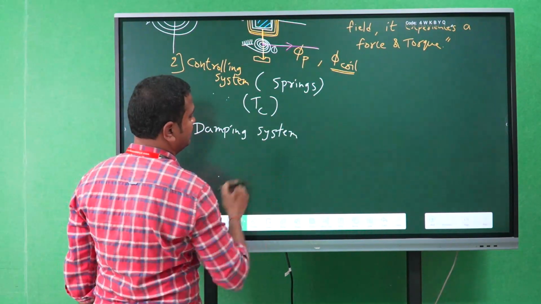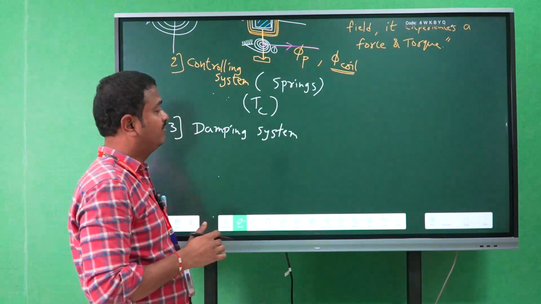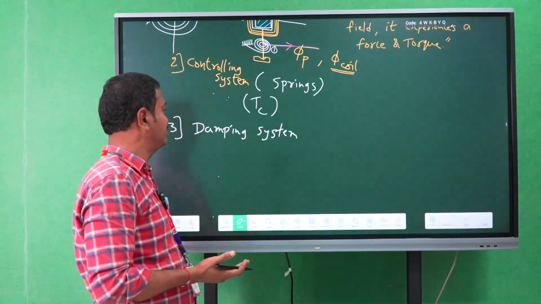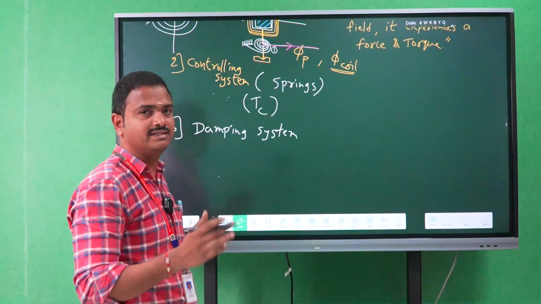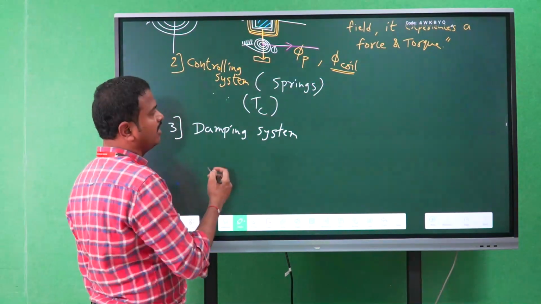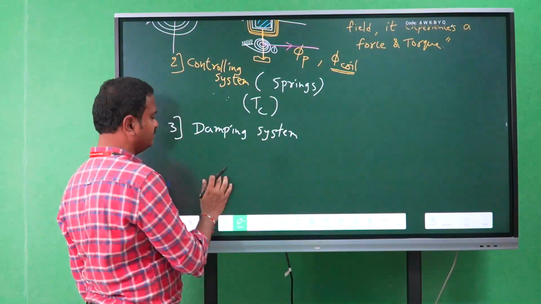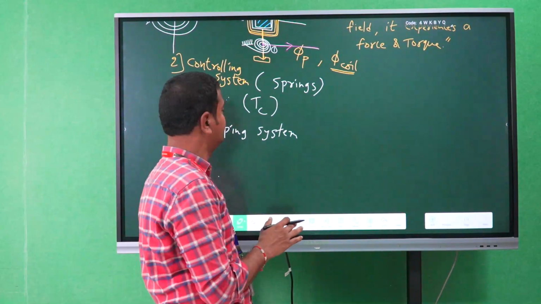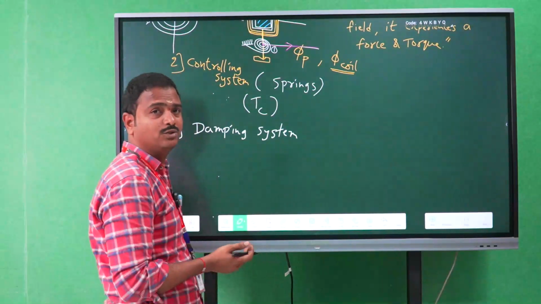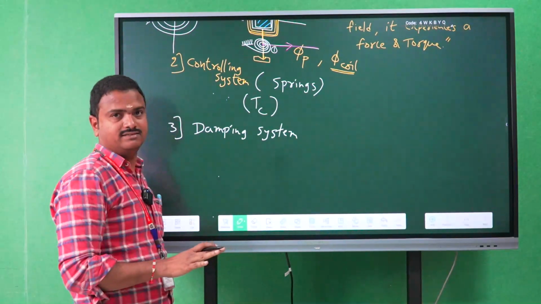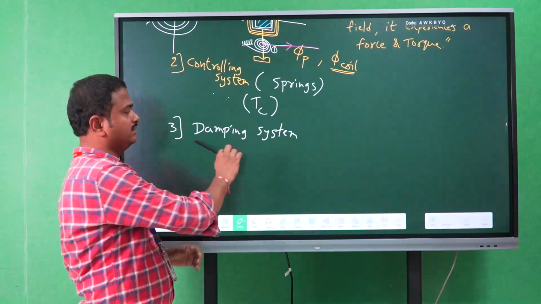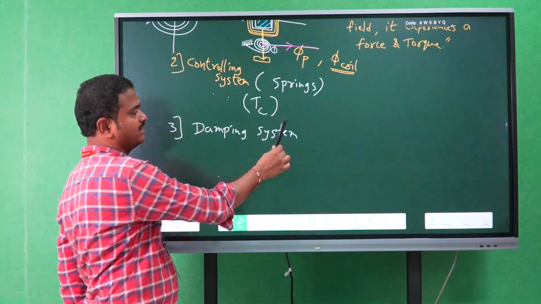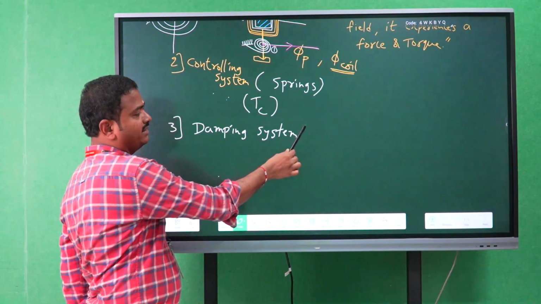That means this system produces a force or torque which reduces the dampings, which reduces the oscillations in the system. The oscillations made by the pointer should be minimized. Then only the pointer sharply represents the 4 amperes. Otherwise, it will oscillate at the final position.